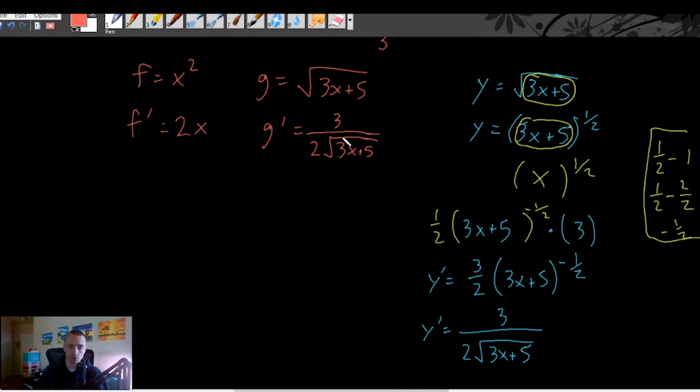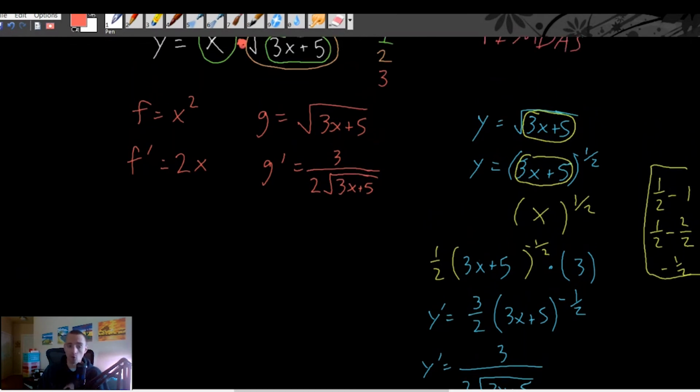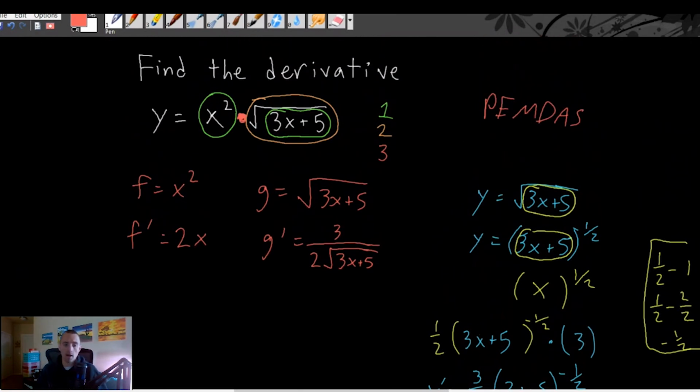Now that we've figured out what that g prime is, we can ignore chain rule and just go back to thinking about product rule, because we've dealt with the part of taking a derivative that required the chain rule. Product rule just says that we're going to cross multiply these across. So multiply f times g prime, multiply f prime times g, and then add those together.